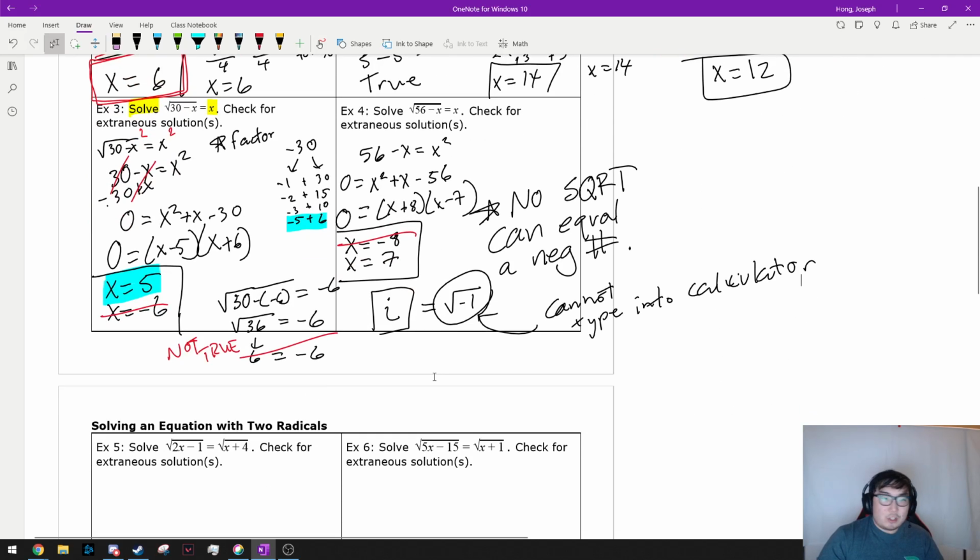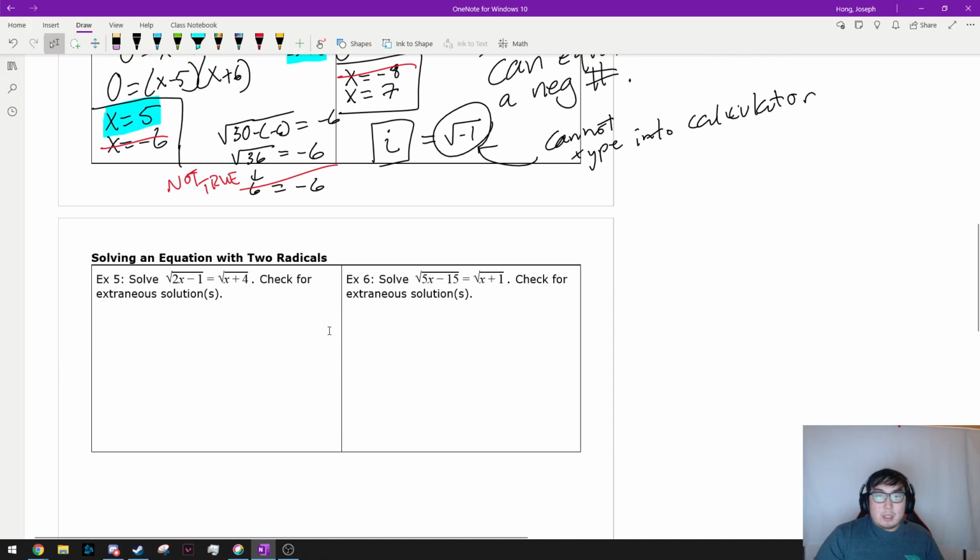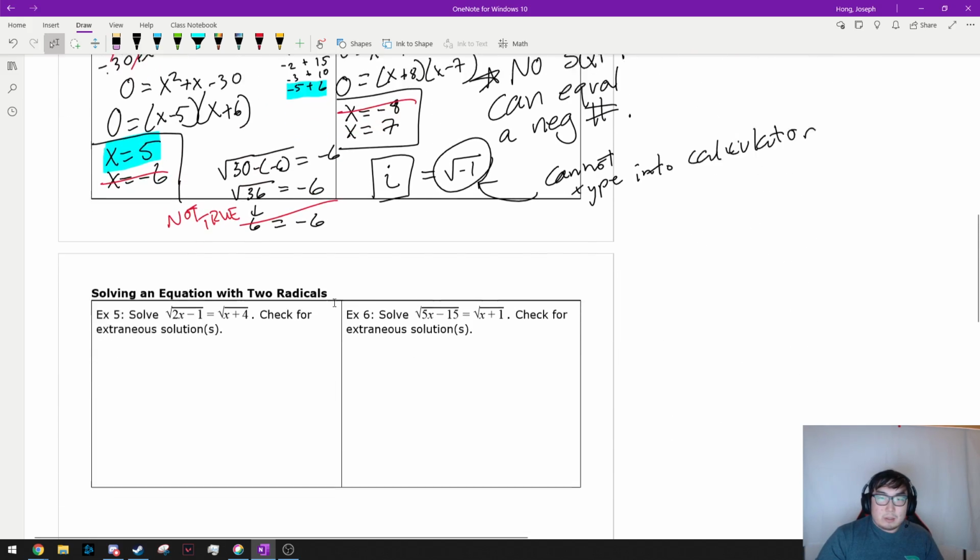It's an imaginary number, which is also known as irrational. So it's a concept, not a number. Kind of like infinity. Infinity is a concept. Alright, last one. Let's try it out.